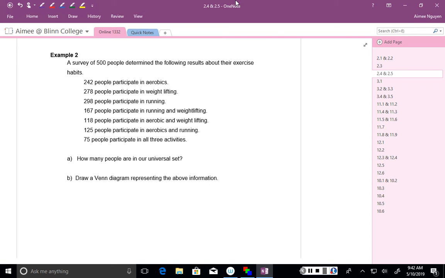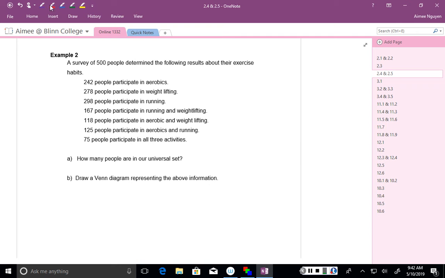So the big thing here: a survey of 500 people determined the following results about their exercise habits. 242 participate in aerobics, 278 participate in weightlifting, 298 participate in running, 167 in running and weightlifting, 118 in aerobics and weightlifting, 125 in aerobics and running, and 75 participate in all three.